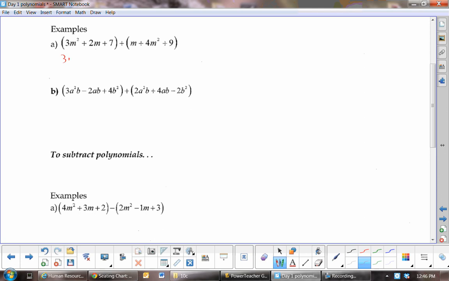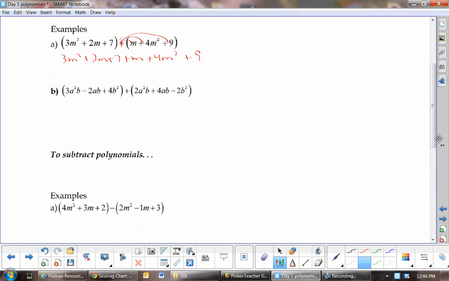So this would be like 3m squared plus 2m plus 7. And see this plus sign? It gets what we call distributed to all of these. So that would be plus m plus 4m squared plus 9.